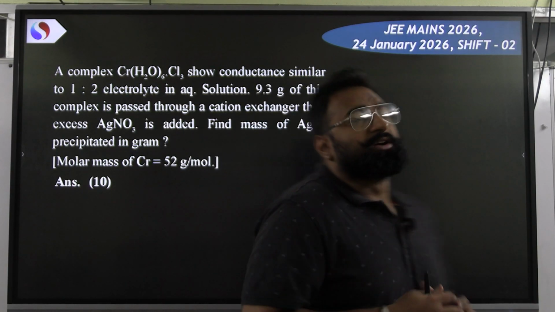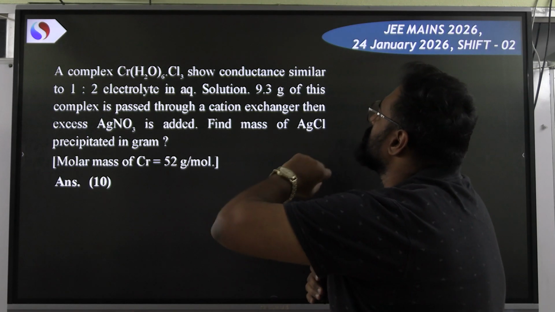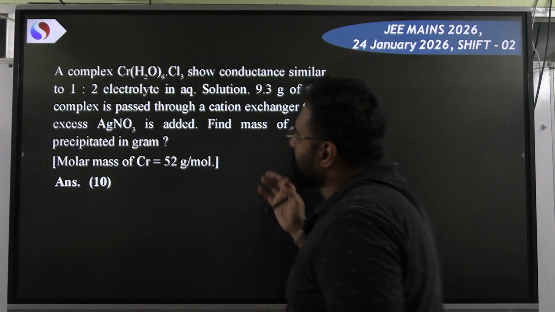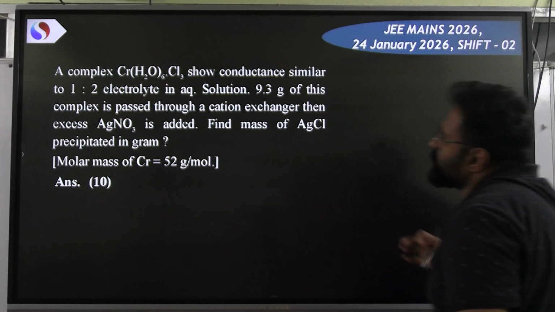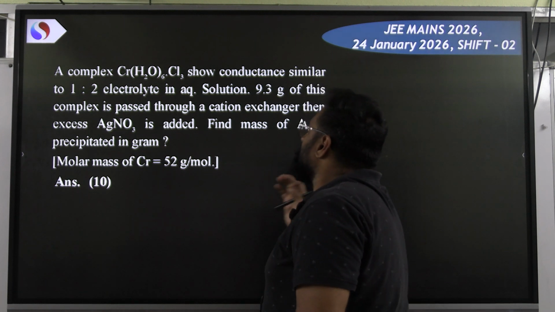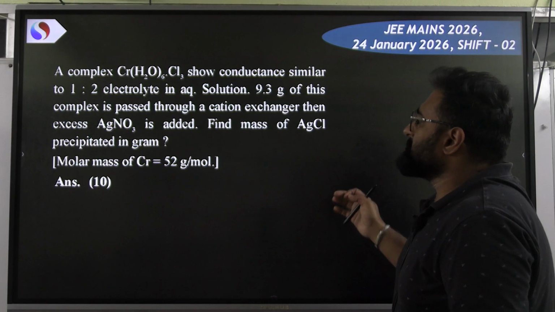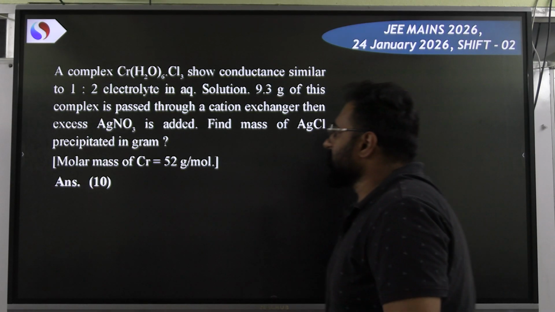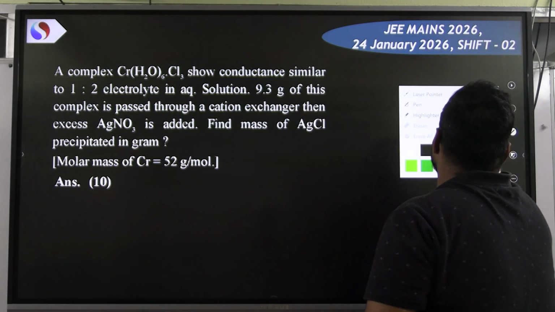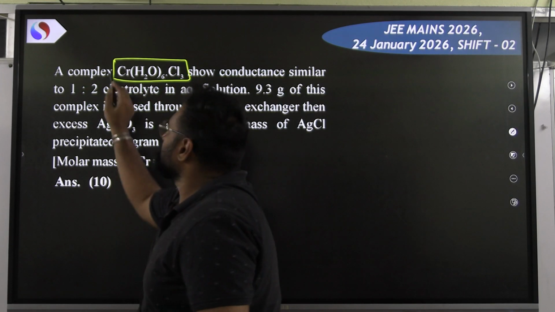A complex [Cr(H2O)6]Cl3 shows conductance similar to a 1:2 ratio. For the solution, 9.3 gram of this complex is passed into a cation exchange, then excess AgNO3 is added. Find the mass of AgCl precipitate in grams. Chalo, this is our question. So the question is saying what we have in the question. This is the complex, correct?